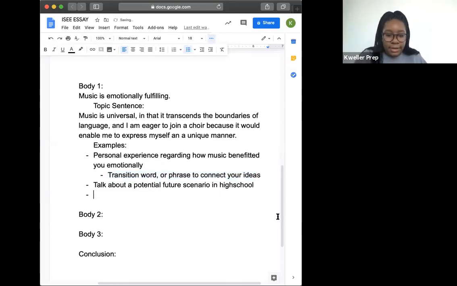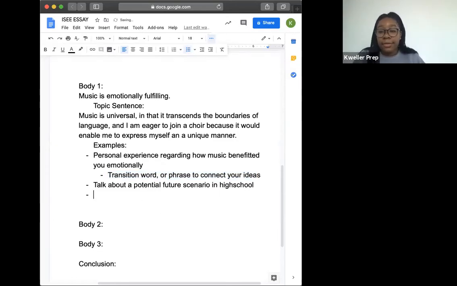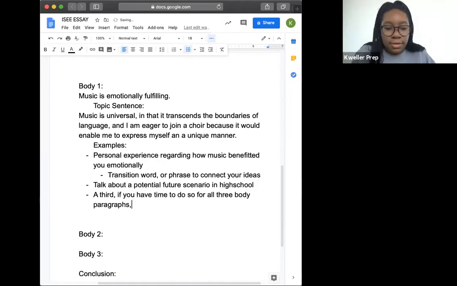Okay, so you have your basic examples, and you can add another one if you have time to do so for 3 bodies. Because you can add a third, but only if you have time to do so, because another part of organization is consistency. And what I mean by that is that whatever you do in one part, you need to make sure that you keep that same format again.